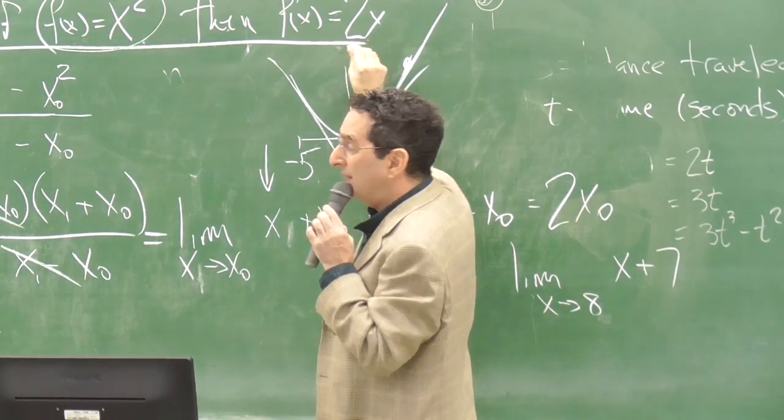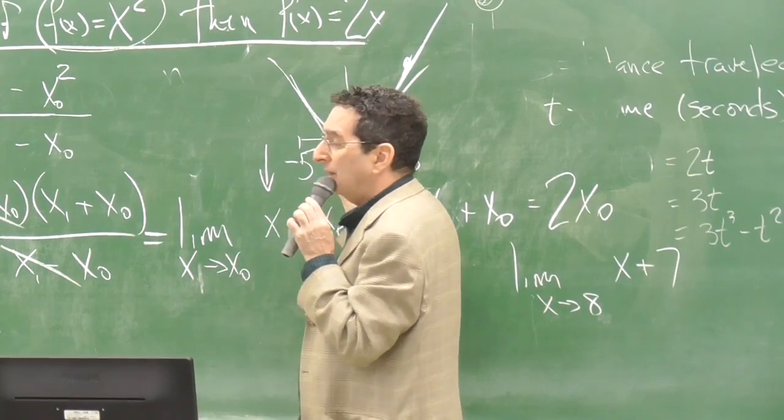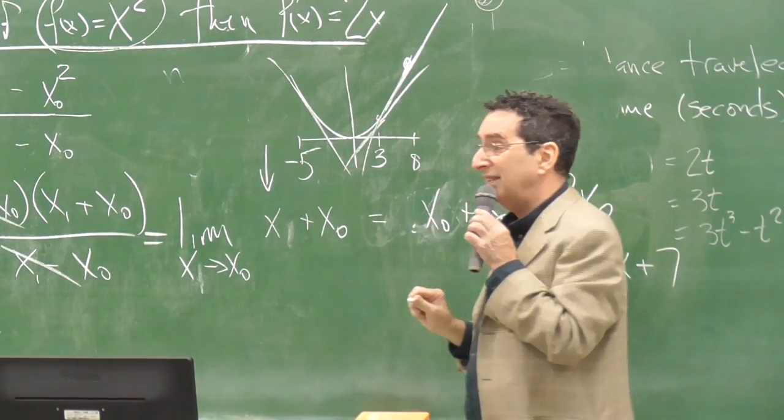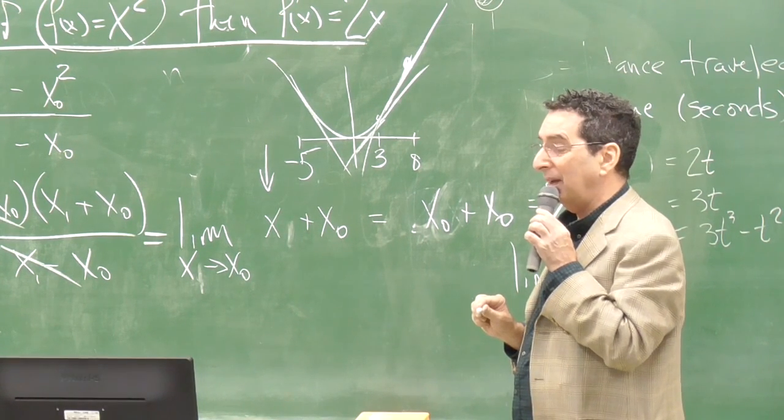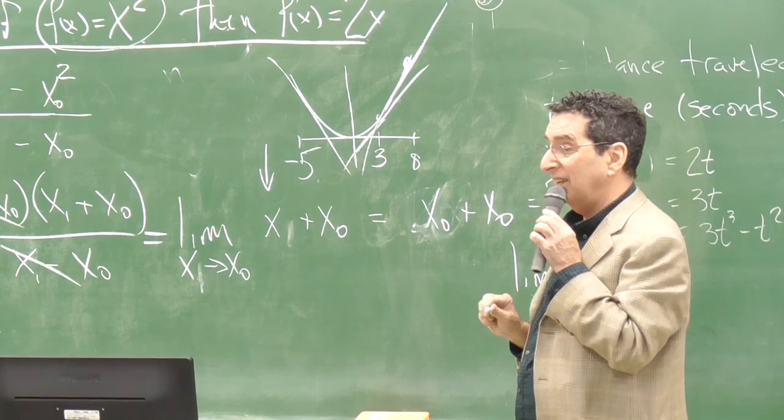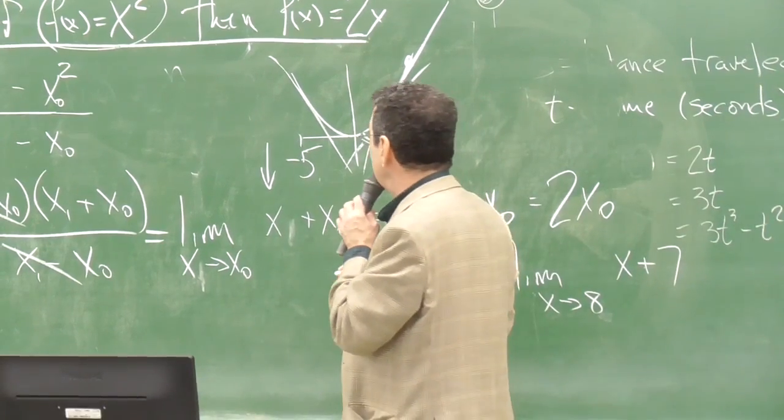Okay? So, we did all this work, the derivative, and so on. But the derivative is supposed to tell us the slope. That's the whole point. Not just some formula, some limit calculation. It's supposed to tell us the slope.